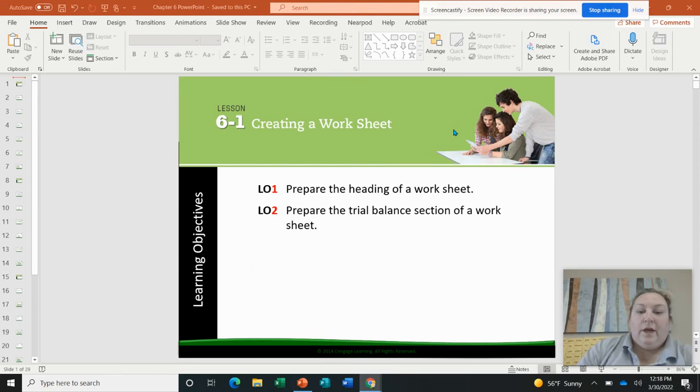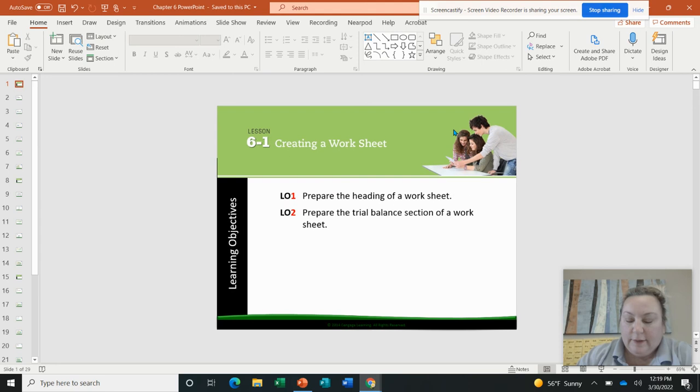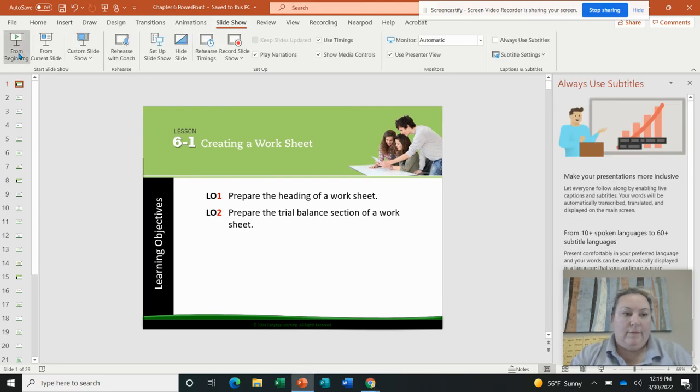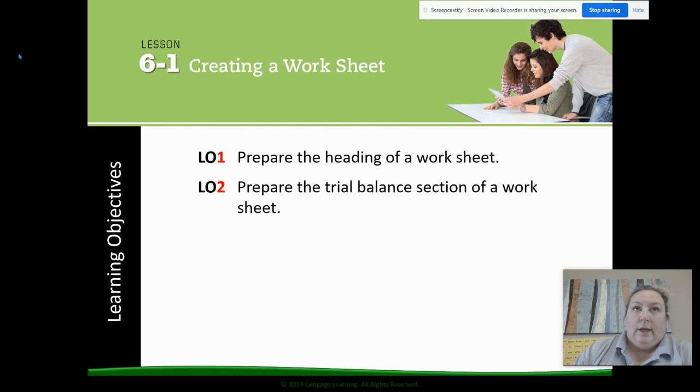So, we are talking today about Chapter 6, and that is creating our worksheet. So, we're taking that information. This is kind of crazy because they give you your cash systems in chapter 5, but chapter 6 goes more along the lines with the end of chapter 4.